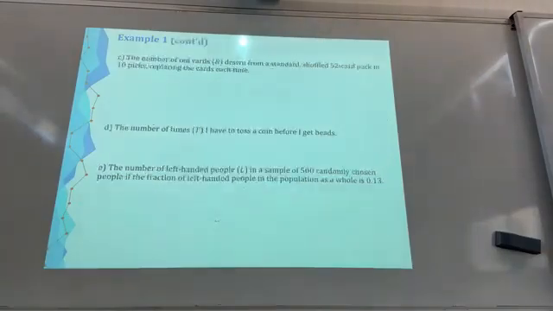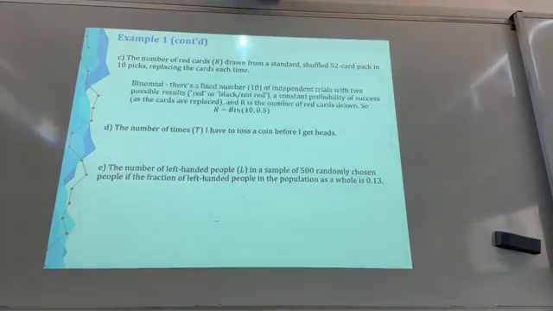C. The number of red cards drawn from a standard shuffled 52 card pack in 10 picks, replacing the card each time. Yes, because it's a fixed number of trials, 10, and the possible results are either red or not red, with a constant probability of success because the cards are replaced, and R is the number of red cards drawn. So p is 0.5, because there are only 26 red and 26 black. Oh yeah, true.